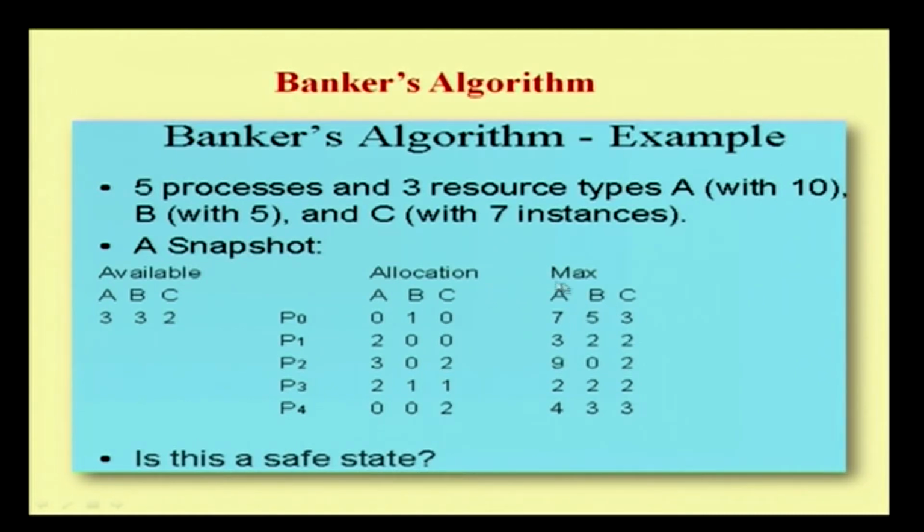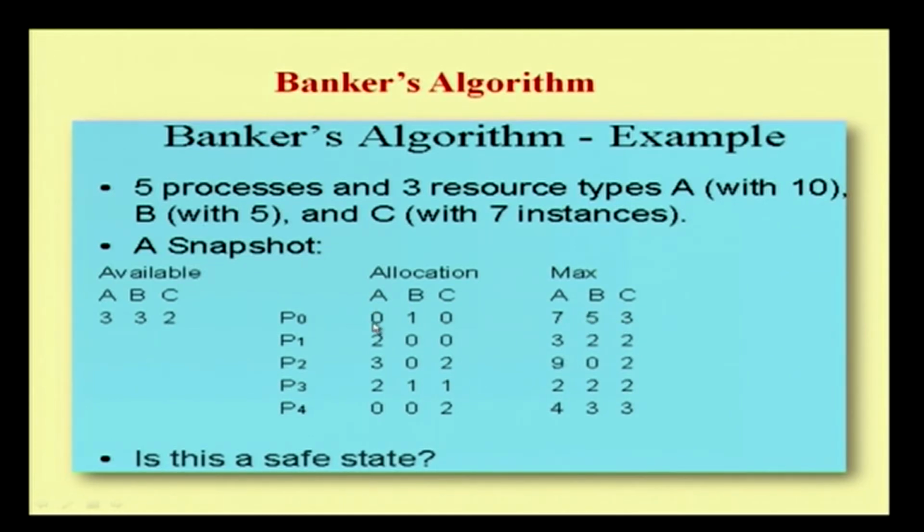So now, for example, let us consider A, B and C to be 3 different persons. A is asking for a maximum of 7 lakh rupees from the banker, B is asking for 5 lakh rupees, and C is asking for 3 lakh rupees.